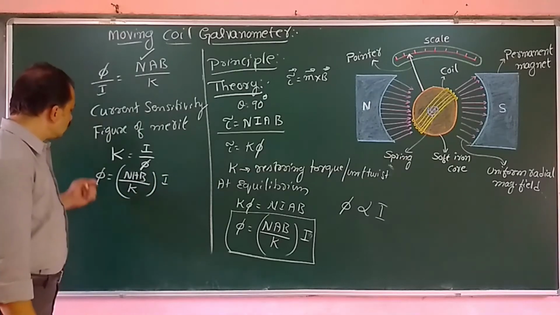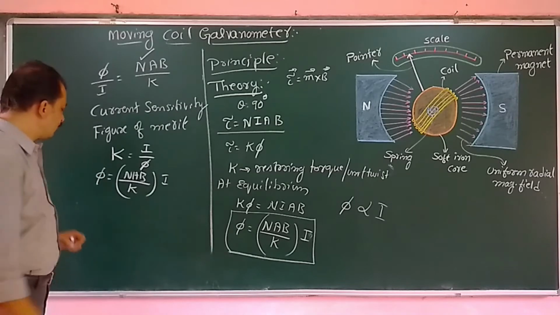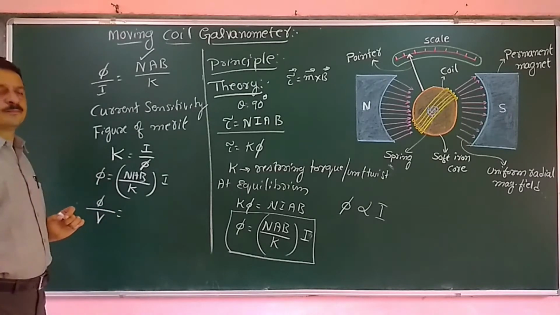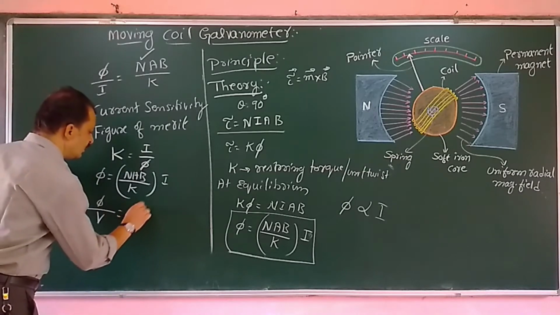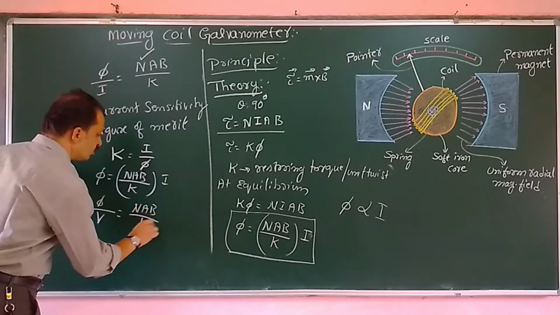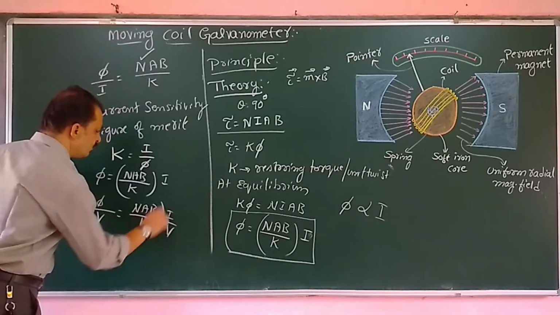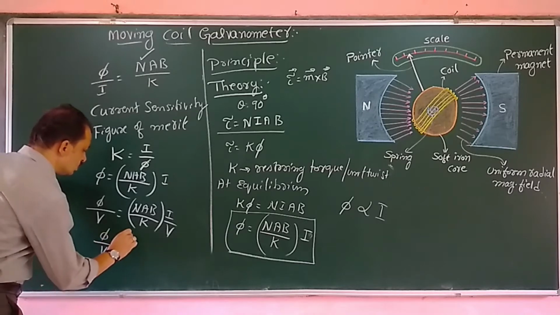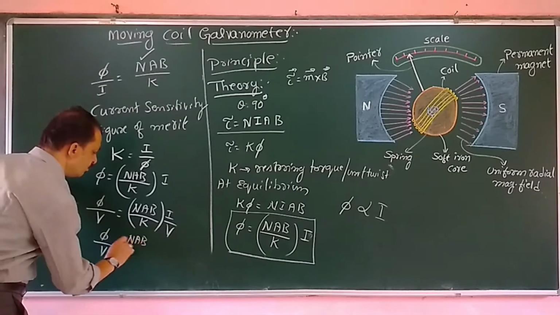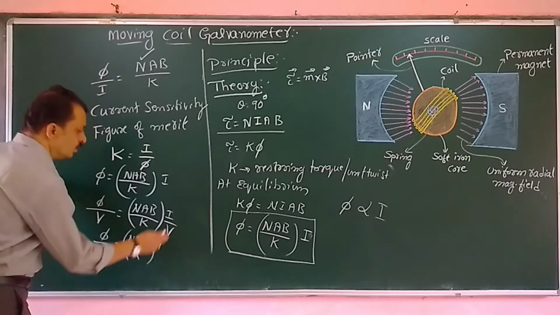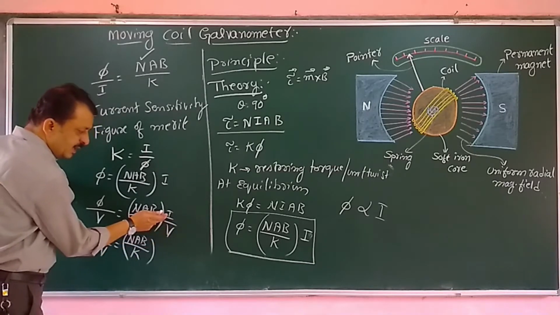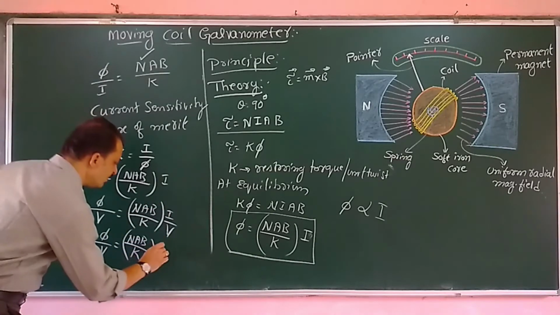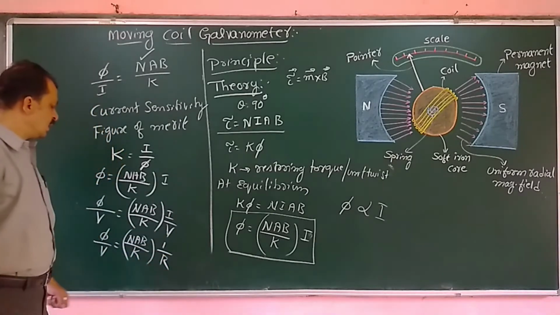Okay. Now let me define one more quantity. Let me define this relation by the voltage V. Then I will get N A B divided by K into I by V. Or phi by V is equal to N A B divided by K into I by V. We know that V by I, according to Ohm's law, is resistance. I by V is 1 upon resistance.